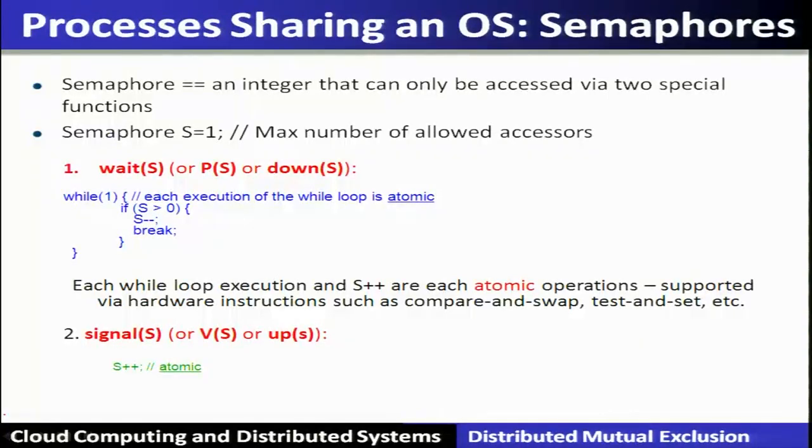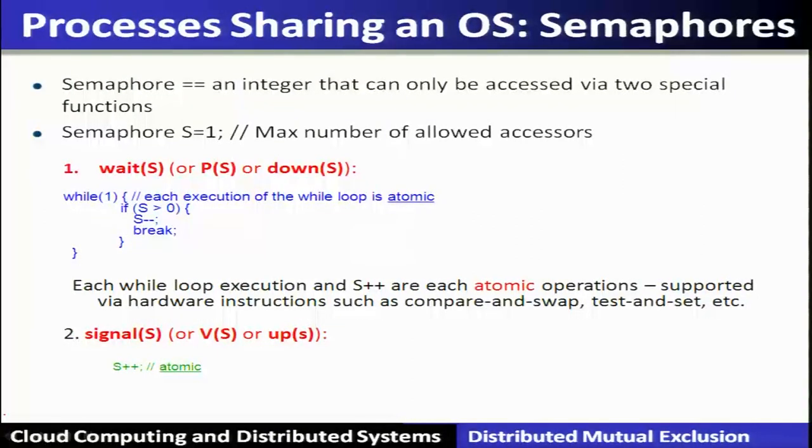Now, when there is a single operating system and the processes are sharing the operating system, they use the notion of a semaphore. A semaphore is a shared variable, which in a single operating system scenario is possible. A semaphore is an integer that can only be accessed via two special functions, which are called wait and signal. Sometimes they are also called P and V.